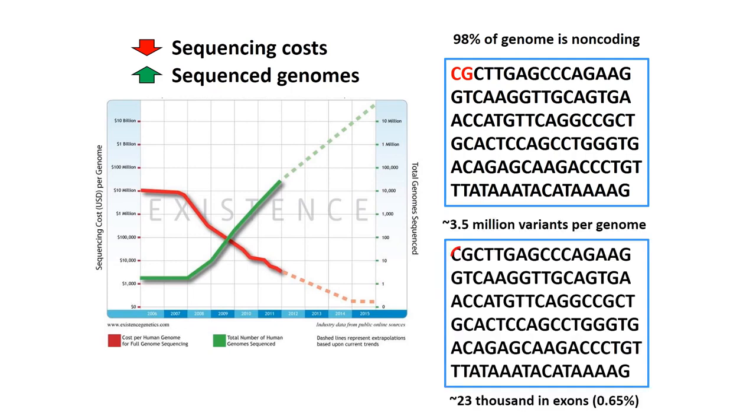elements. Whenever we sequence a human genome, we get on average 3.5 million variants per genome, and that small little red line here is the amount of variation we get in exons, 0.65%, suggesting that most variants that we find are actually in non-coding space and could affect gene regulation.